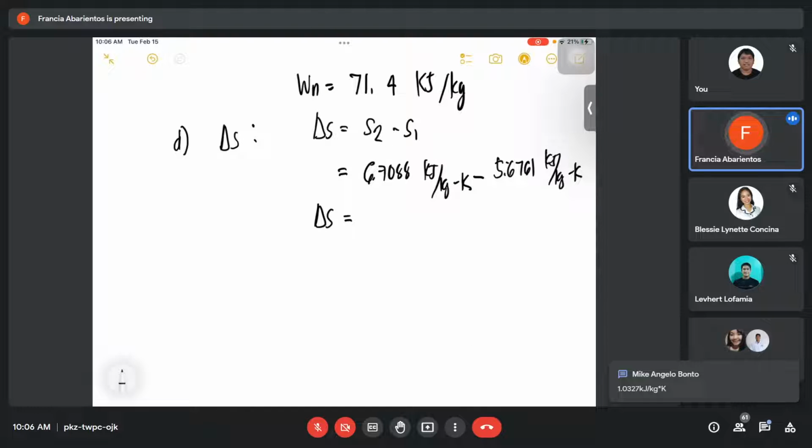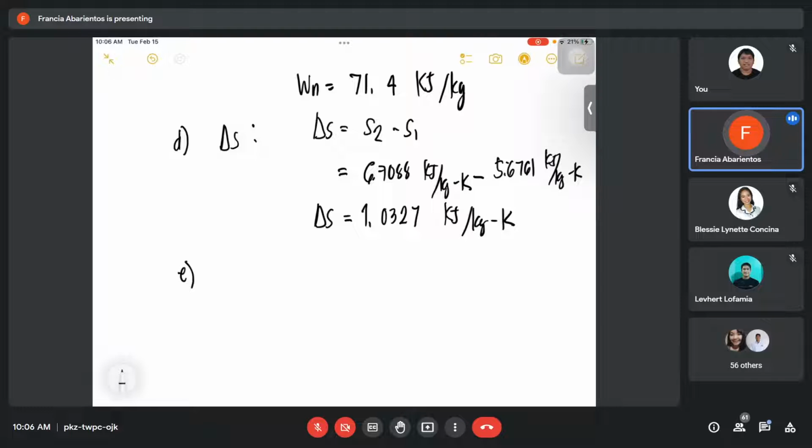Ayun, may answer na sila. 788 minus 5.6761. Okay? This is 1.0327 kilojoule per kilogram Kelvin. Okay? Intindihan ba, class? And letter E, last but not the least, we will find now the transferred heat wherein sa constant pressure.